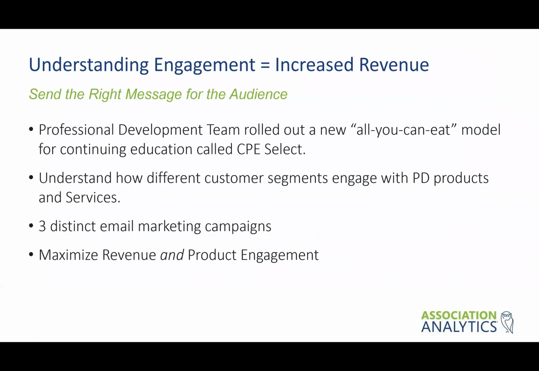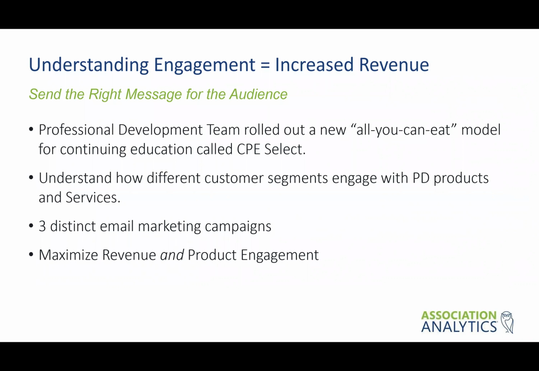So understanding engagement equals increased revenue. I think everybody would agree to that. So sending the right message to the right audience. And so they changed all of their strategy. They had data to do this. And so it was easily supported. So the professional development team rolled out an all-you-can-eat model for continuing education. Understand how different customer segments engaged with the products and services. Three distinct email marketing campaigns.